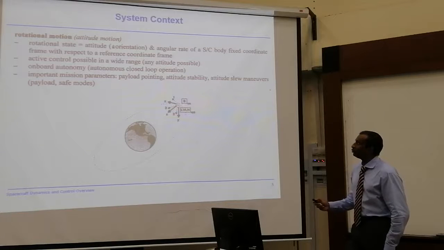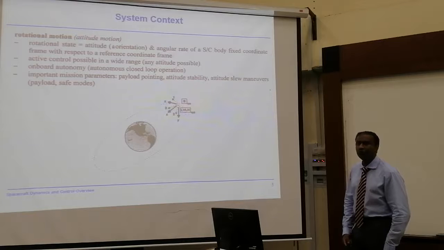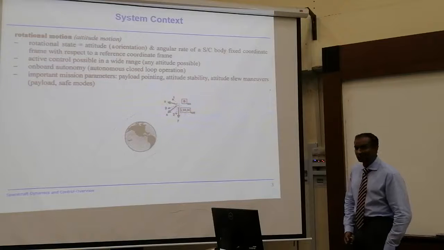Onboard autonomy, which is a closed loop operation. So when you talk about closed loop operation, you don't interfere. It is an intelligent system. Because why can you do closed loop? Because you do sensing 24/7. Every second you do sensing, it's supposed to be an autonomous system. But if you do a ground command, that is not a closed system.